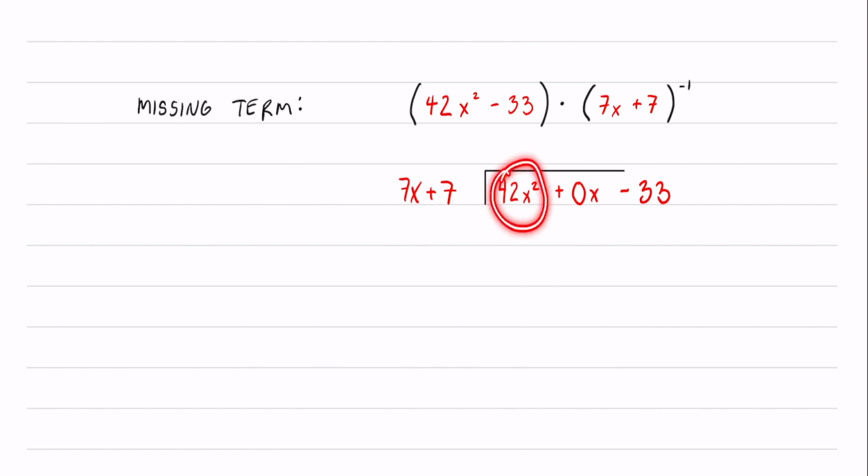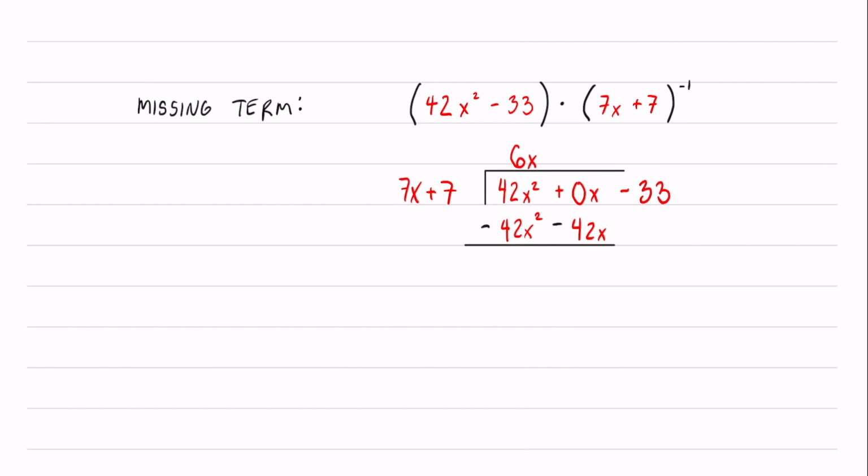Take 42x squared, divide it by 7x. Try to do it in your head. This time I got 6x. And then distribute. You get 42x squared, 42x. Remember, don't write that plus right here, because you're going to have to change the signs. And let's do that right now.